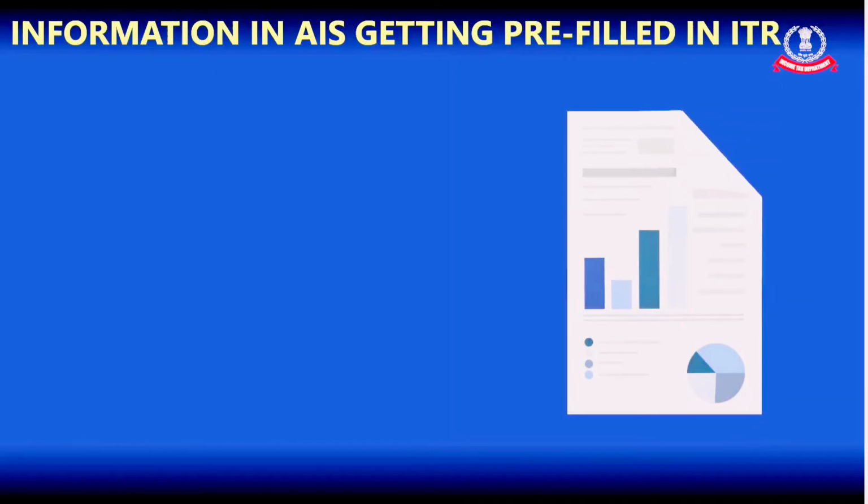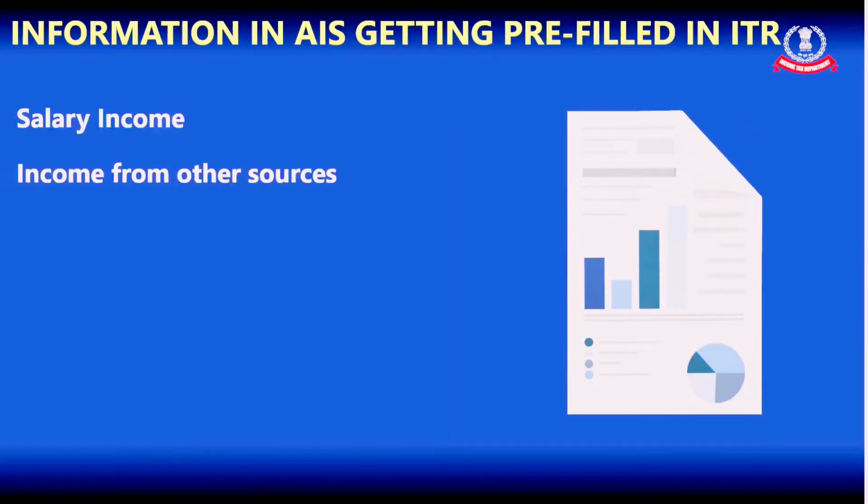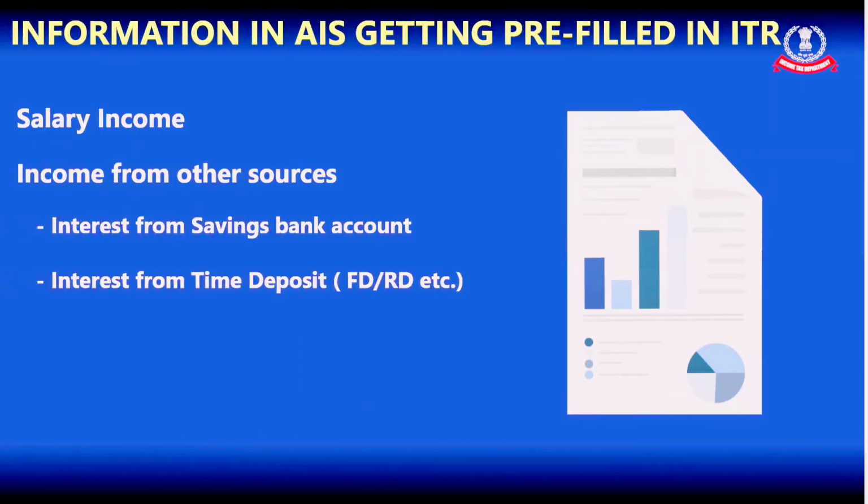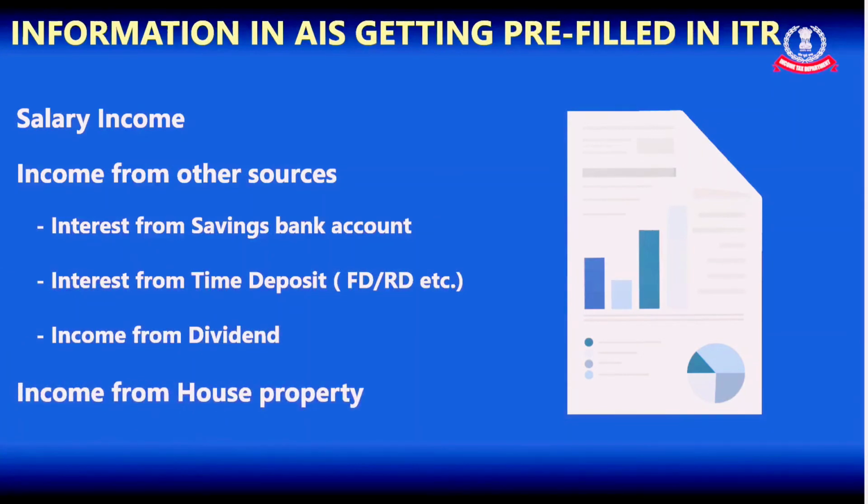The viewers of this video would also be interested in knowing the information in AIS which is getting pre-filled in ITR. So kindly note, presently salary income, income from other sources, and in that interest from saving bank account, interest from time deposit, that is the fixed deposit and recurring deposit, and income from dividend is getting updated in your ITR. Again, income from your house property is also getting pre-filled in the income tax return.